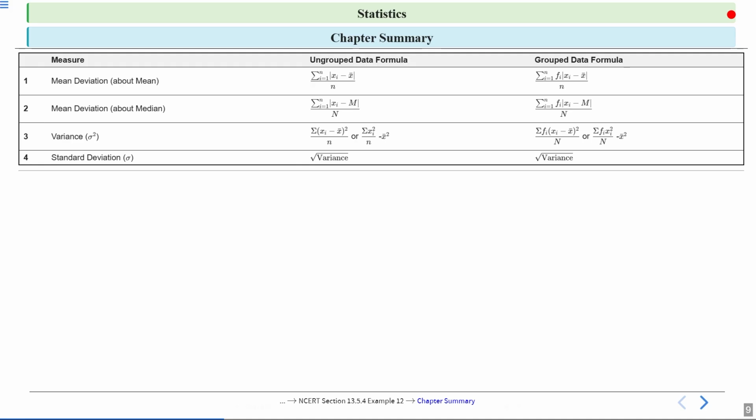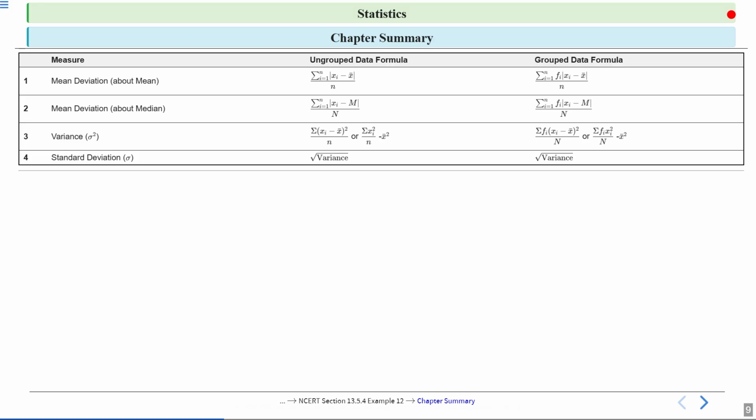So what we have learned in this chapter, okay? Here we have discussed mean deviation about mean, and the formula is summation from i equal to 1 to n of absolute value of xi minus x bar divided by n. It is the formula for ungrouped data. For grouped data, the mean deviation about mean is summation from i equal to 1 to n of fi times absolute value of xi minus x bar divided by n.